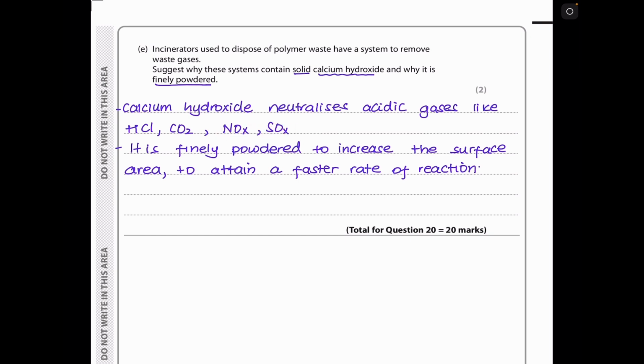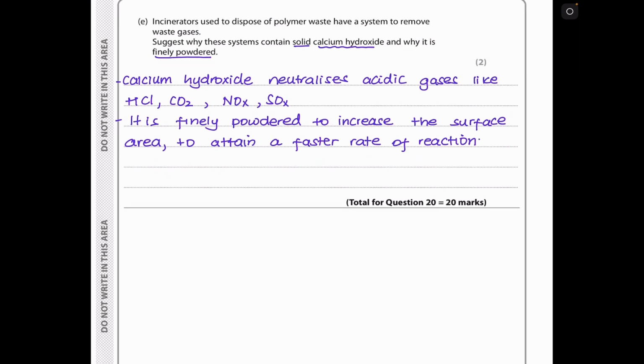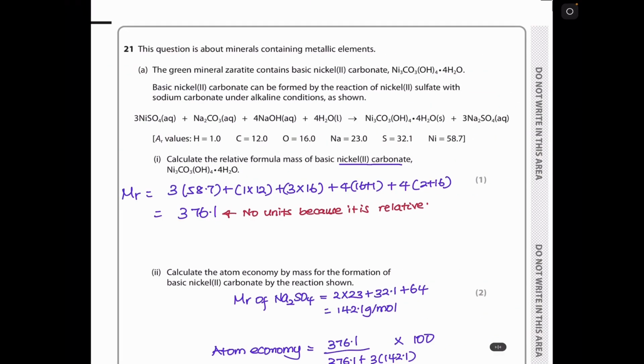It is finely powdered to increase the surface area to attain a faster rate of reaction. So this brings us to the end of question 20. Let's continue to question 21. Question 21. This question is about minerals containing metallic elements. The green mineral zaratite contains basic nickel carbonate, which is that.